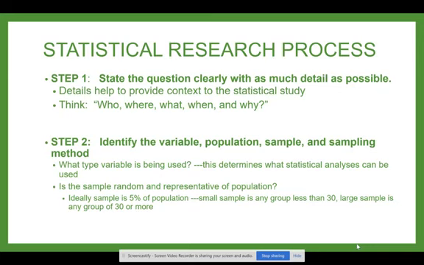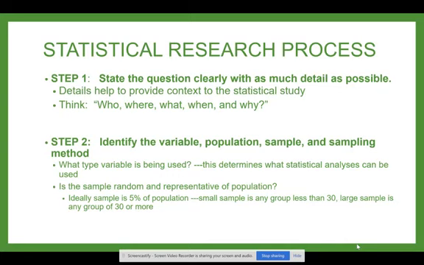Step 2, you want to identify the variable that's going to be studied, the population, which is your big picture focus, the sample, and the sampling method. So you want to think about what type of variable is being used, because remember, that helps to identify what type of statistical analyses you can and cannot do. You also want to ensure that your sample is random and representative of the population.